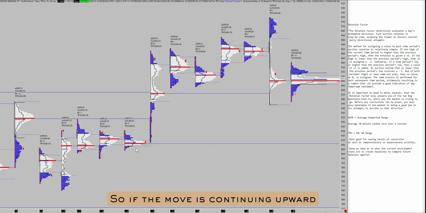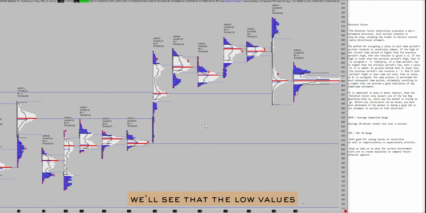So if the move is continuing upward, we'll see that the low values in the low 30s and in the 20s are typically going to be the last days of that compression before we have some type of expansion. So again, this is showing you the level of expansion on an average, and you're going to see how this develops over the day. So you'll get an idea earlier on, if we're halfway through the day and this value is either very high or very low, what we could likely expect for the duration of the trend, if there is a trend or if it is a balanced period.